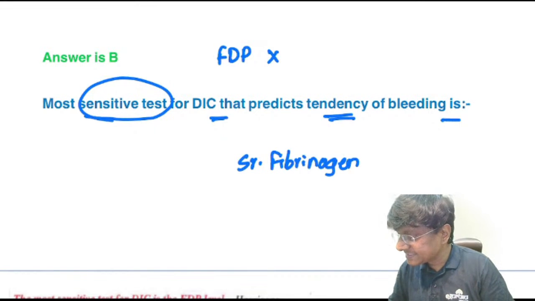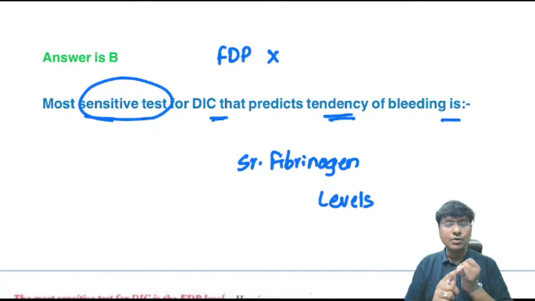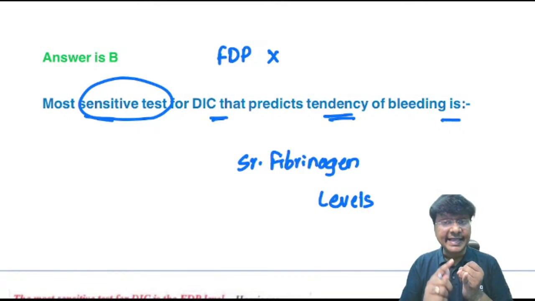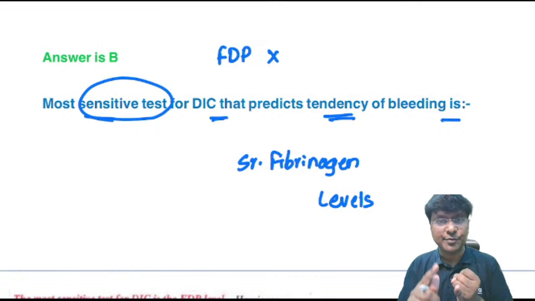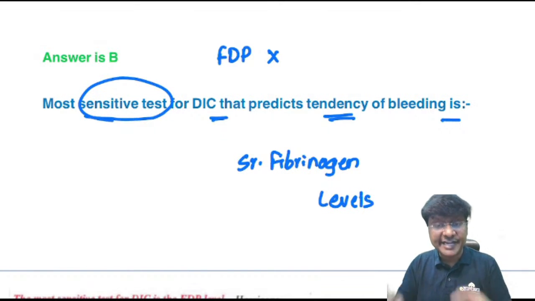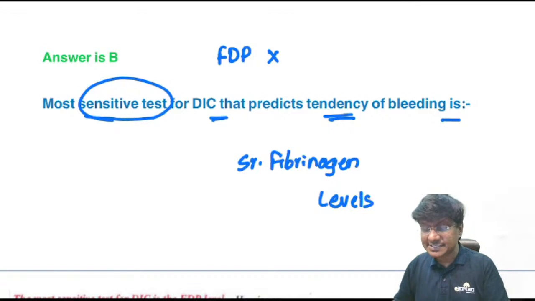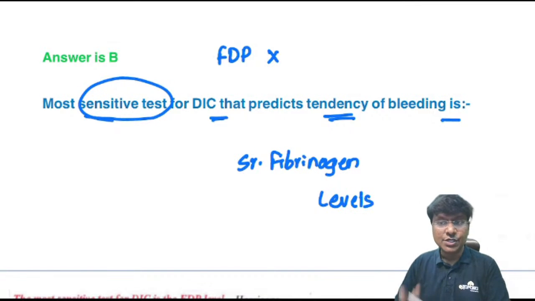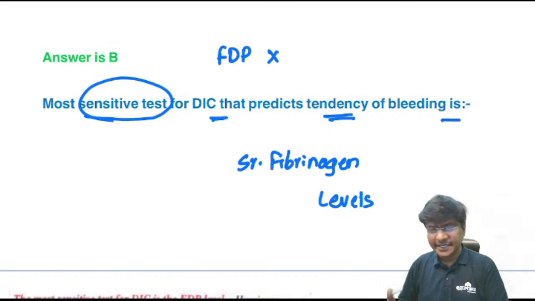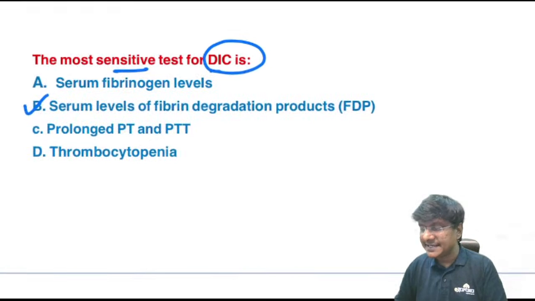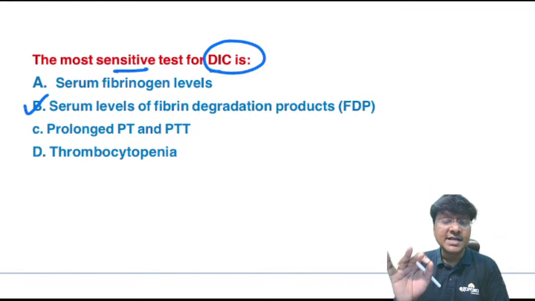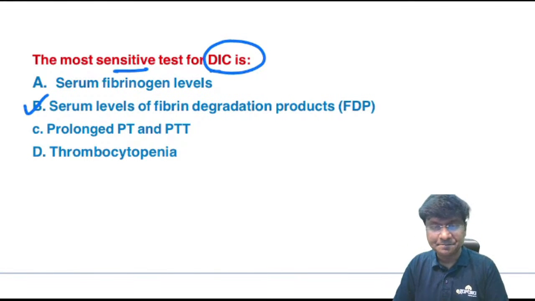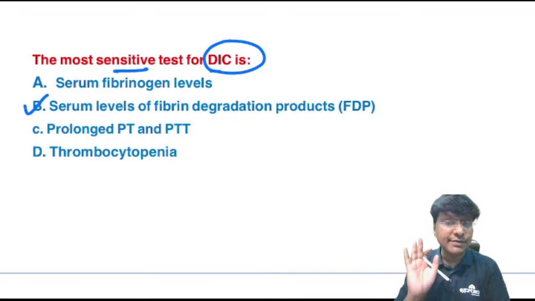Okay, so please remember these two sentences. What is that? The most sensitive test for DIC is elevated fibrin degradation product levels. The most sensitive test for DIC that predicts the tendency of bleeding is the serum fibrinogen levels. So these two points are very, very important, right? Now, DIC, what exactly is the problem in DIC? It is a form of consumptive coagulopathy.